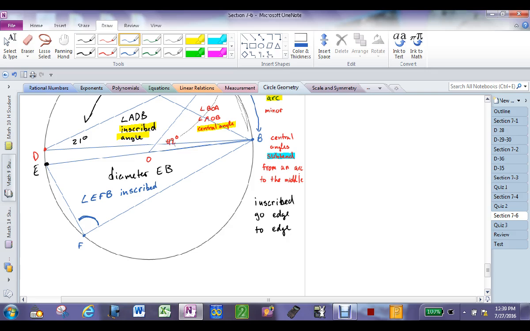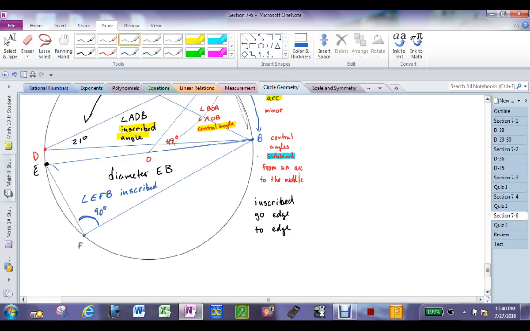What is it? 90 degrees. So what does that tell us? If I draw any inscribed angle off a diameter, what do I get? 90. And if I draw any more from that same diameter, they're all coming from the same arc, aren't they? So what will they be? 90, because all inscribed angles from the same arc are the same.